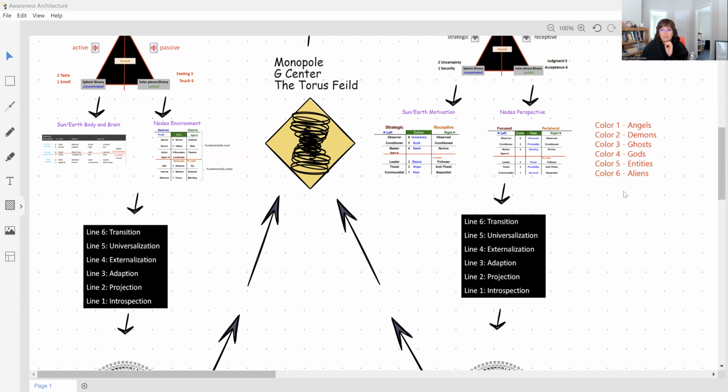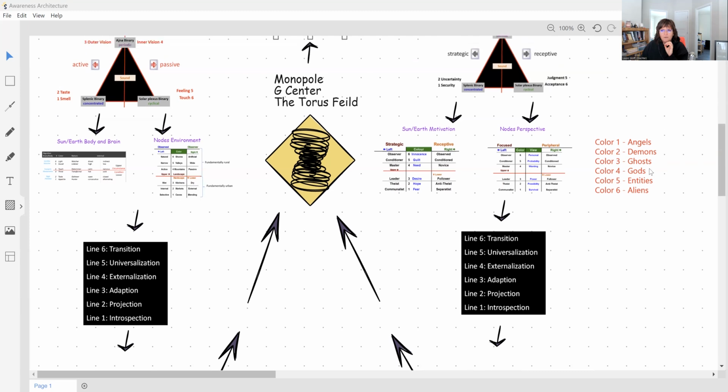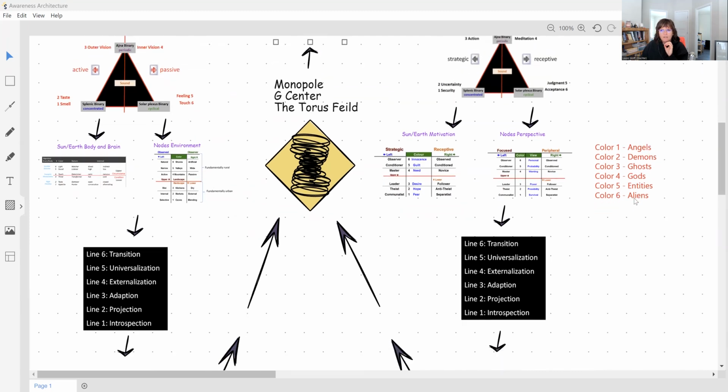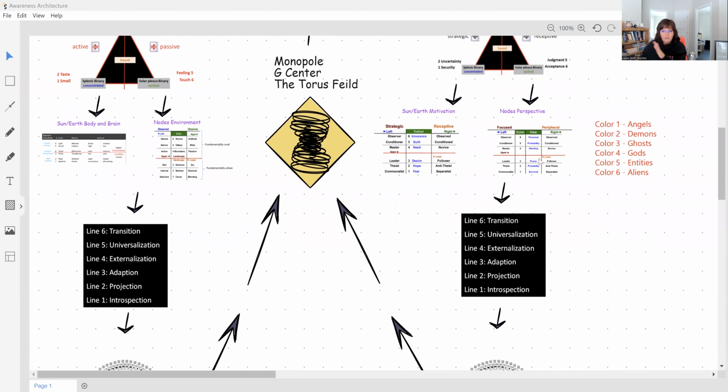So I also put the colors here around. Ra talked about angels, demons, ghosts, gods, entities, and aliens, and how we actually see them. So just so you know that that's there as well.